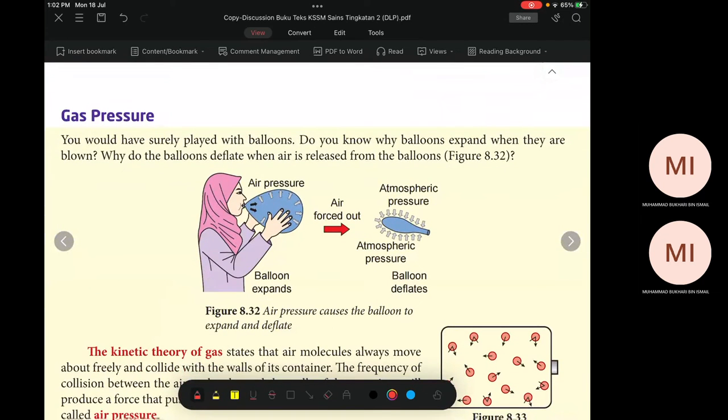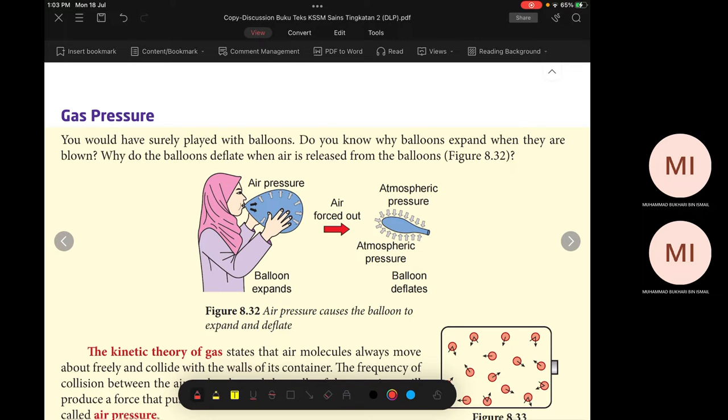Okay, the next thing we'll see is gas pressure. You have surely played with balloons. Do you know why balloons expand when they are blown? Why do balloons deflate when air is released? So when you blow the balloon, air from your mouth is transferred into the balloon, right? So the amount of air increases. So the amount of air particles in the balloon also increases, right?